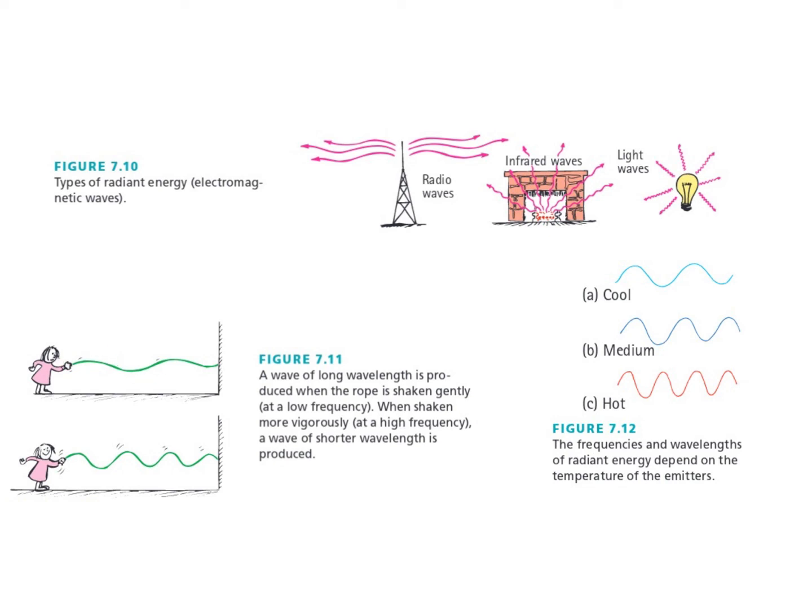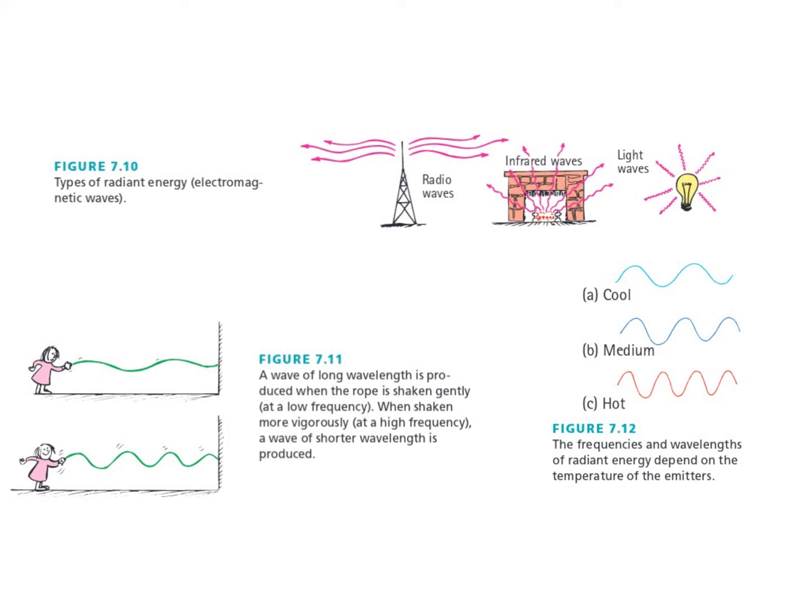Now, the frequency and the wavelength actually depend on what temperature you are. Something cool is going to give off low frequency, long wavelength radiation. Something of medium temperature is going to give a little bit shorter wavelength and higher frequency. And then something hot is going to give you a much higher frequency and a much shorter wavelength. And so the frequency of the wave is also what corresponds to the color. Whether the light is blue or green or red depends on how fast the vibrating charges that created it are shaking.